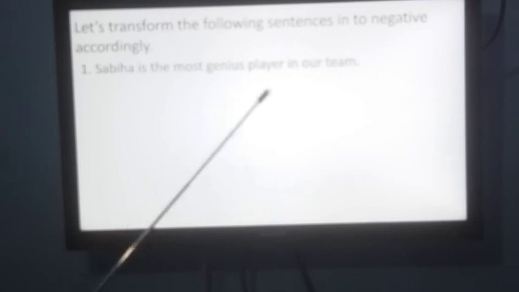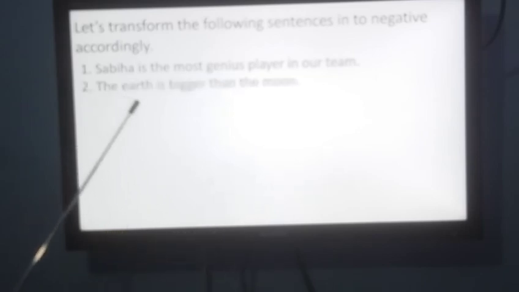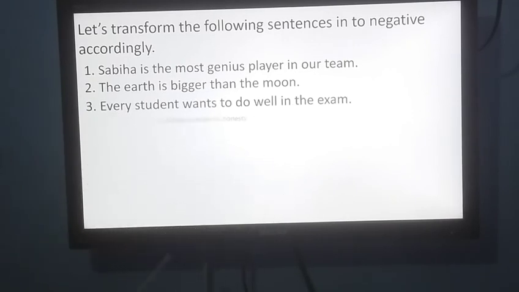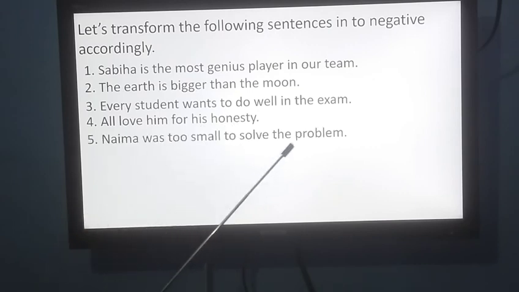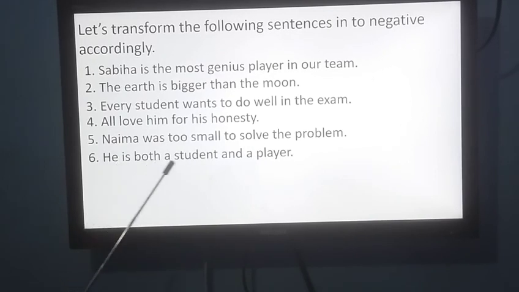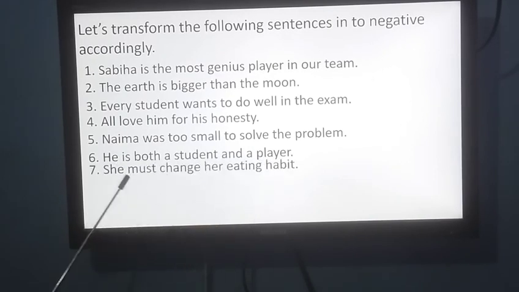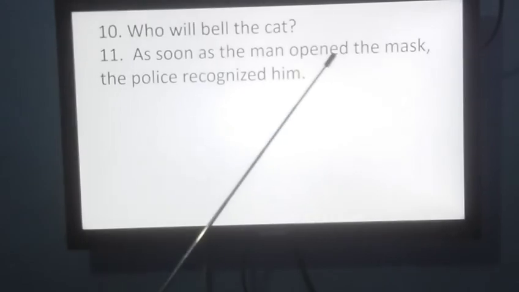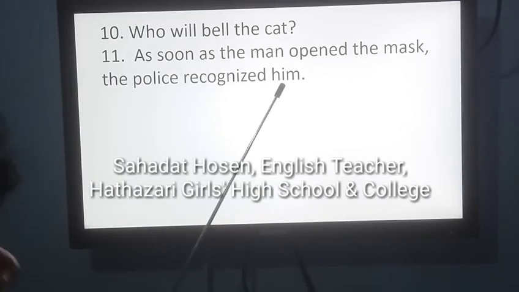Sabiha is the most genius player in our team. The earth is bigger than the moon. Every student wants to do well in the exam. All love him for his honesty. Naima was too small to solve the problem. He is both a student and a player. She must change her eating habit. I had to put out the lamp. If you stay at home, you will be safe. Who will bail the cat? As soon as the man opened the mask, the police recognized him.